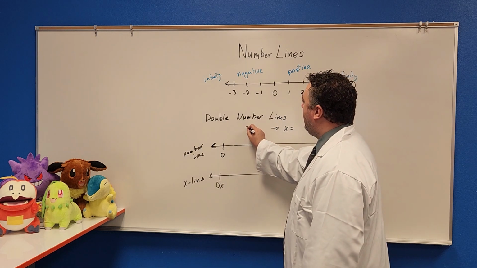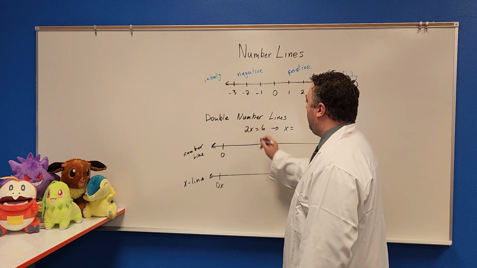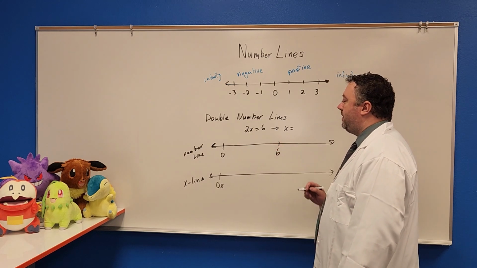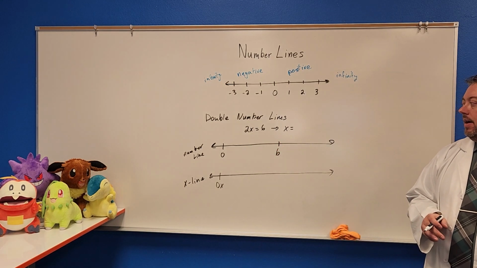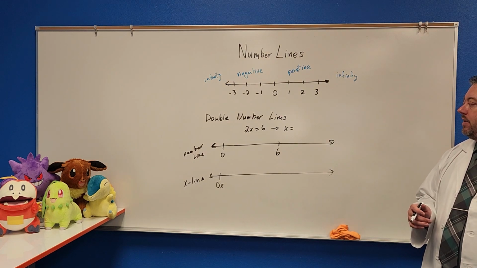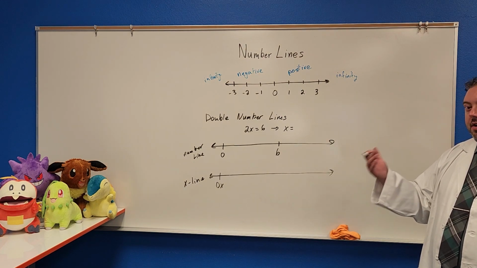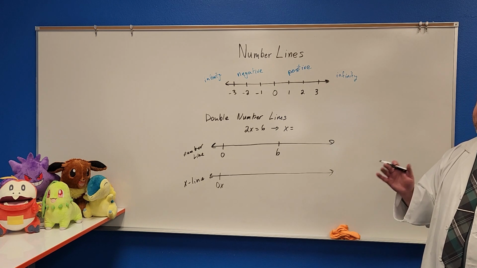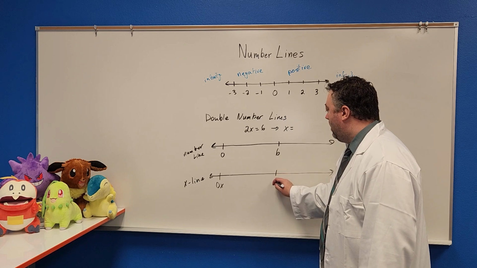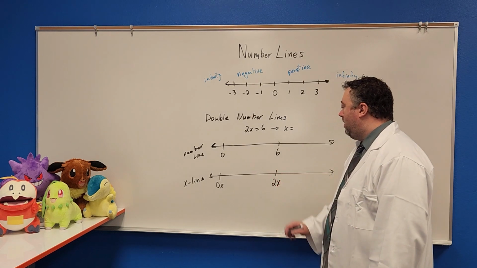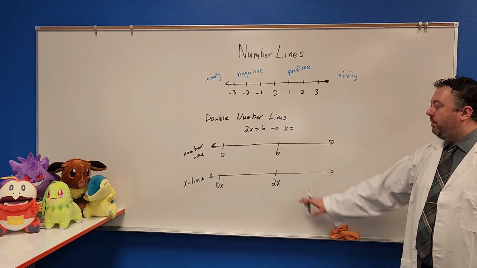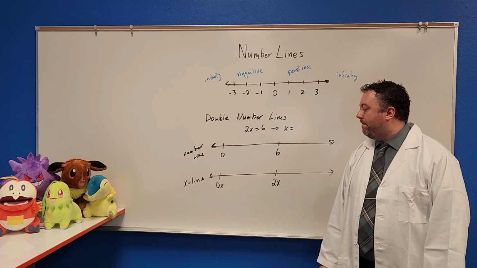So we had 2x equals 6. So I'm going to come out here and I'm going to say this is the location of 6. And I know I didn't make tick marks all the way through, but it's okay. Because the better you understand number lines, the less you need to put in every single tick mark. And now out here, I'm going to put 2x. So 2x corresponds to 6.